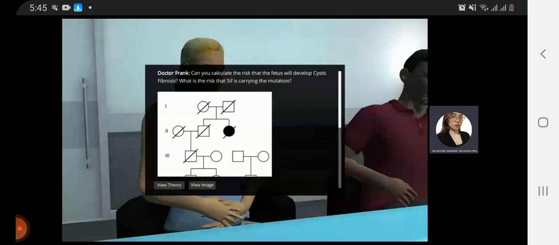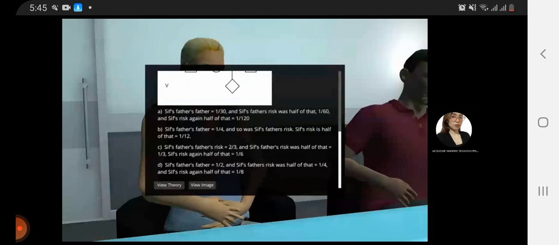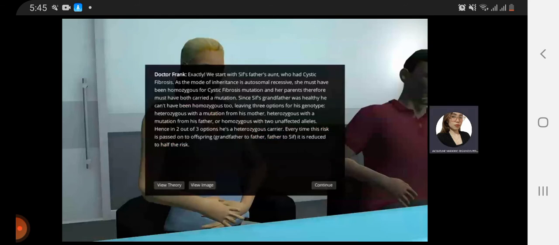Can you calculate the risk that the fetus will develop cystic fibrosis? What is the risk that SIF is carrying the mutation? Exactly. We start with Sif's father's aunt, who had cystic fibrosis. As the mode of inheritance is autosomal recessive, she must have been homozygous for the cystic fibrosis mutation, and her parents therefore must have both carried a mutation.